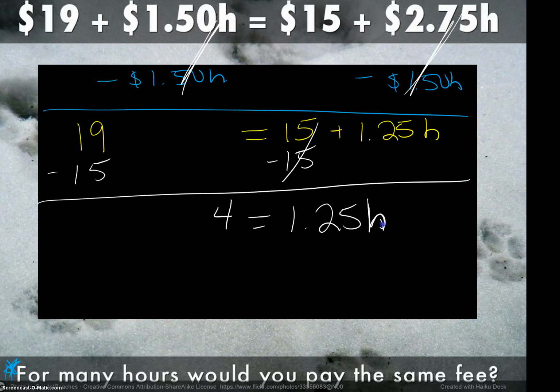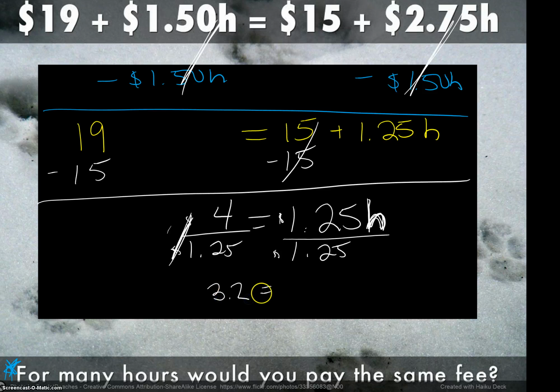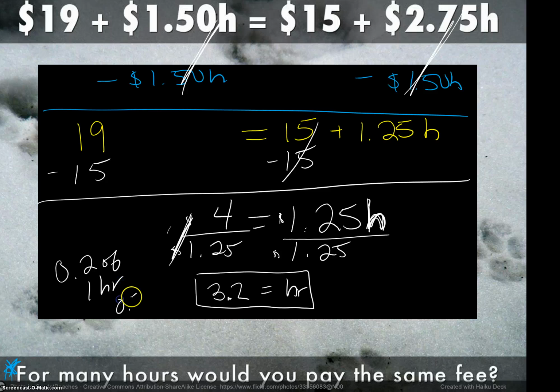I'm getting very close to getting my variable isolated. But now this is an h. In order to isolate my variable here, I need to divide by 1.25. And remember, this was money divided by money, so money divided by money will not have money anymore. $4 divided by 1.25 is 3.2 equals h. That's 3.2 hours. So in 3.2 hours, I would be charged the same amount. If you wanted to think of what 0.2 of an hour is, that'd be 0.2 times 60, or 3 hours and 12 minutes if you want to be technical or savvy.